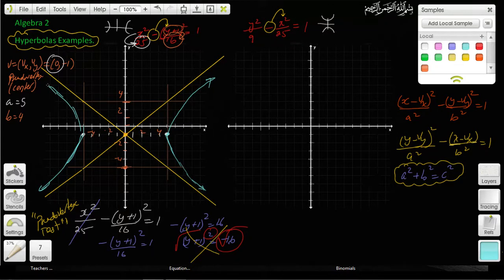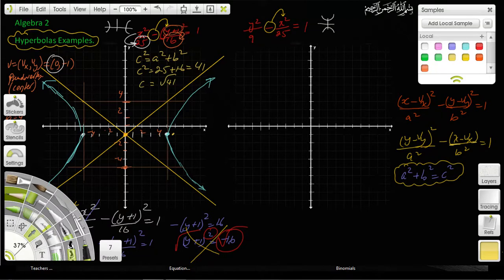The only other thing we have to do over here is find the foci. To find the focus, you have to find c. Now, c squared is equal to a squared plus b squared. So c squared is going to be 25 plus 16. That's a squared plus b squared. So that is what? 41, right? So c is going to be the square root of 41, if I did that correctly. So that's going to be somewhere over here.